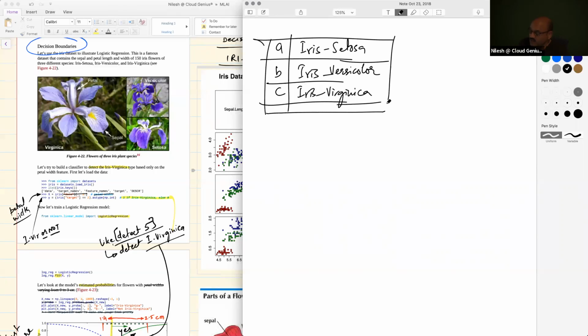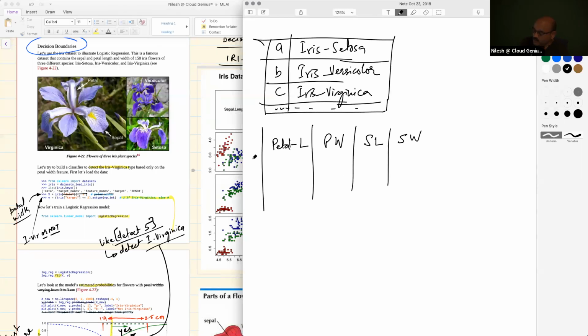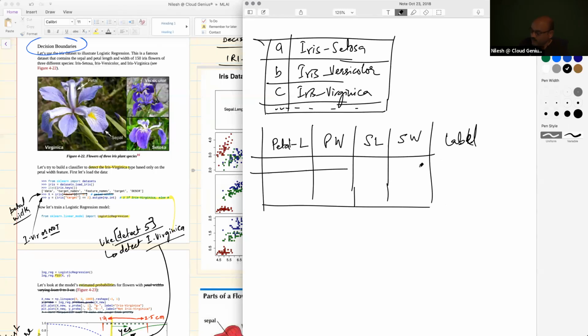And the database that we have, there are so many data points that we have collected in the database. The database has petal length, petal width, sepal length, sepal width. Those 4 metrics. And along with that, we have a label. The label is basically telling us which flower that is. Is it A, is it B, or is it C?